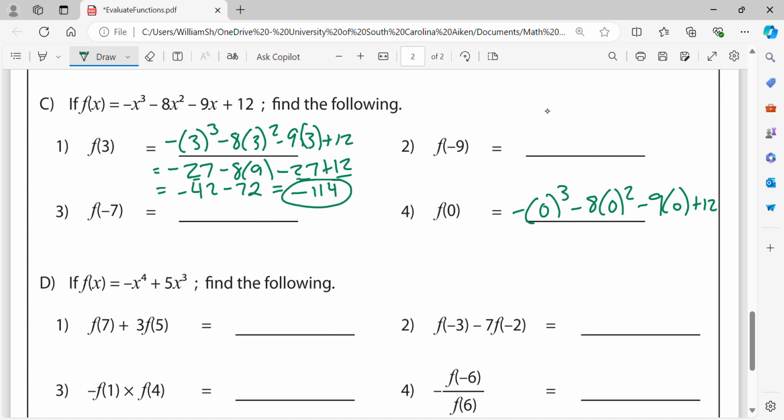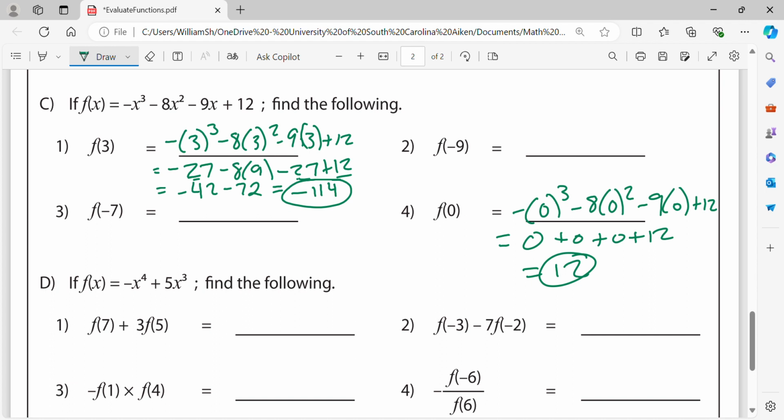What is 0 raised to any power? Well, 0 raised to the 3rd power is 0 times 0 times 0. 0 times 0 is 0, times 0 is 0. So it's just literally 0. 0 squared is also 0, and 0 times negative 8 is 0. Negative 9 times 0 is 0. So, really and truly here, we're just left with 12.